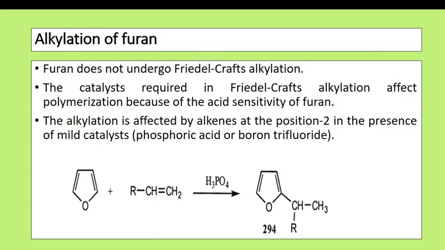Then alkylation. Furan does not undergo Friedel-Crafts alkylation. The catalyst required in Friedel-Crafts alkylation affects polymerization because of the acid sensitivity of furan. The alkylation is effected by alkenes at the position 2 in the presence of mild catalyst, such as phosphoric acid or boron trifluoride. So this is an alkylating agent. In presence of H3PO4, the furan is alkylated. So this R is for any alkene. Whatever R group you are taking in reagent condition, you will get the product.